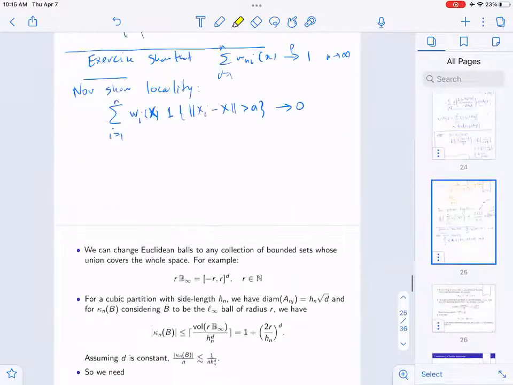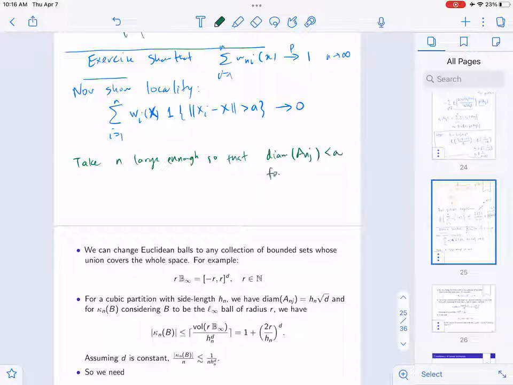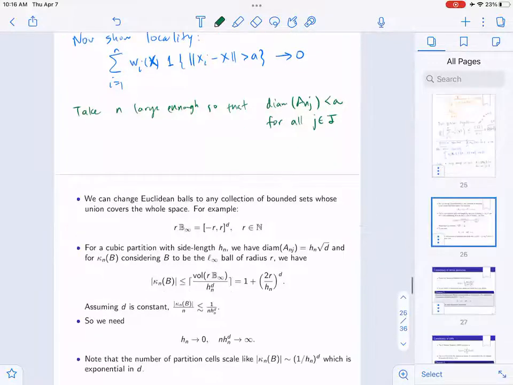So I'm going to take n large enough so that the diameter of A_j is less than, let's say, a, for all j in that capital J. Then I'm going to say, assume X is in B. Then |xi minus x| bigger than a, what does this imply?